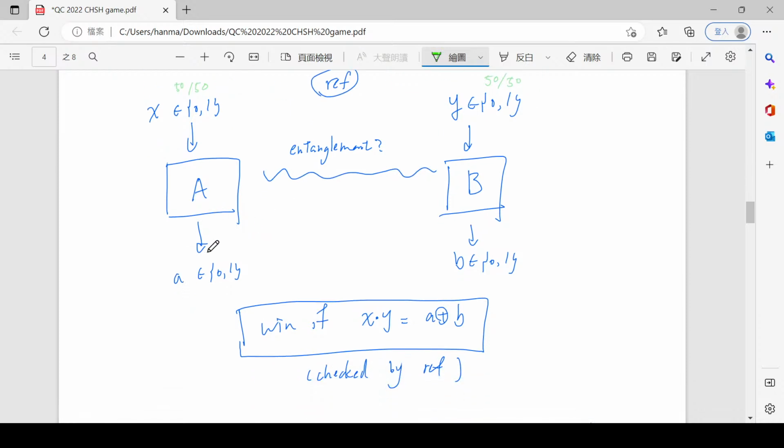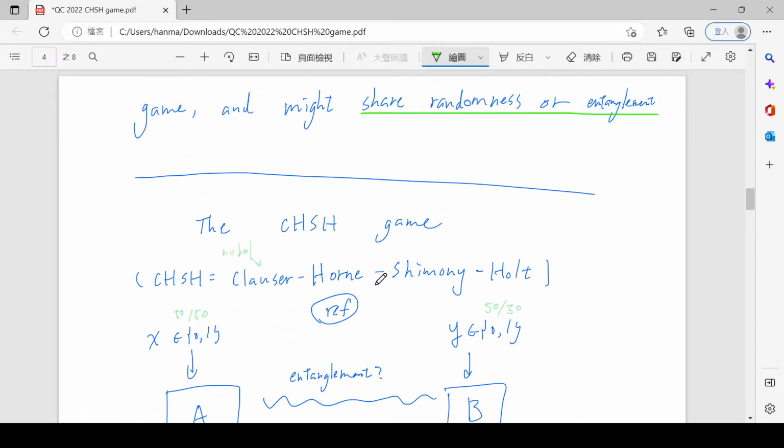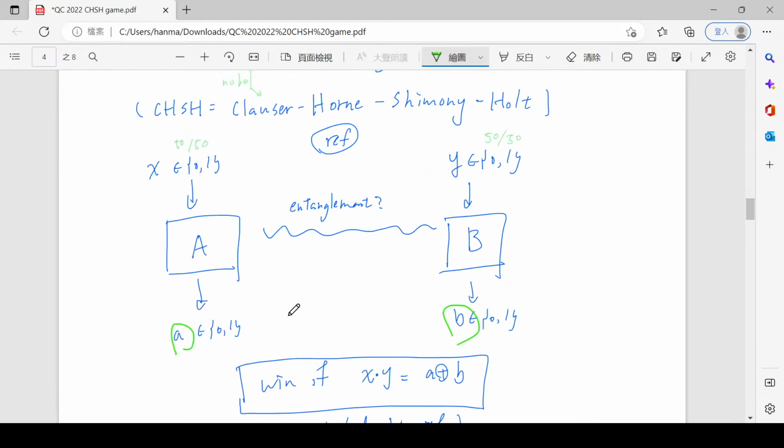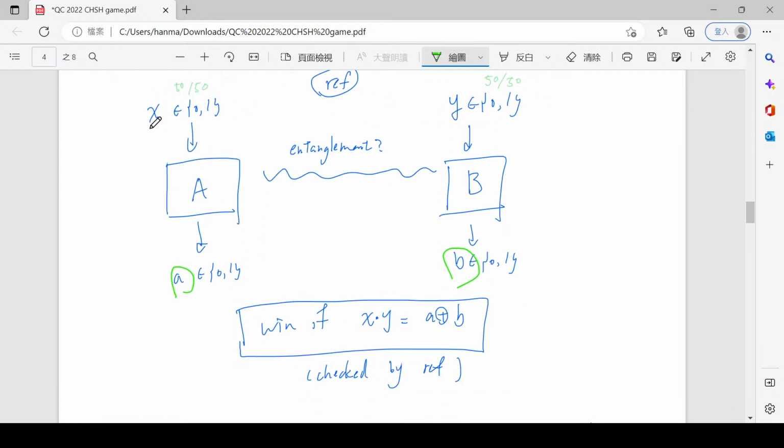Alice needs to output one bit A, and Bob needs to output one bit B. The referee will get A and B, and will determine whether Alice and Bob win. There are four bits here, X, Y, A, B, so there are 16 probabilities. But anyway, out of those four variables, the referee will declare win or lose by doing a calculation.